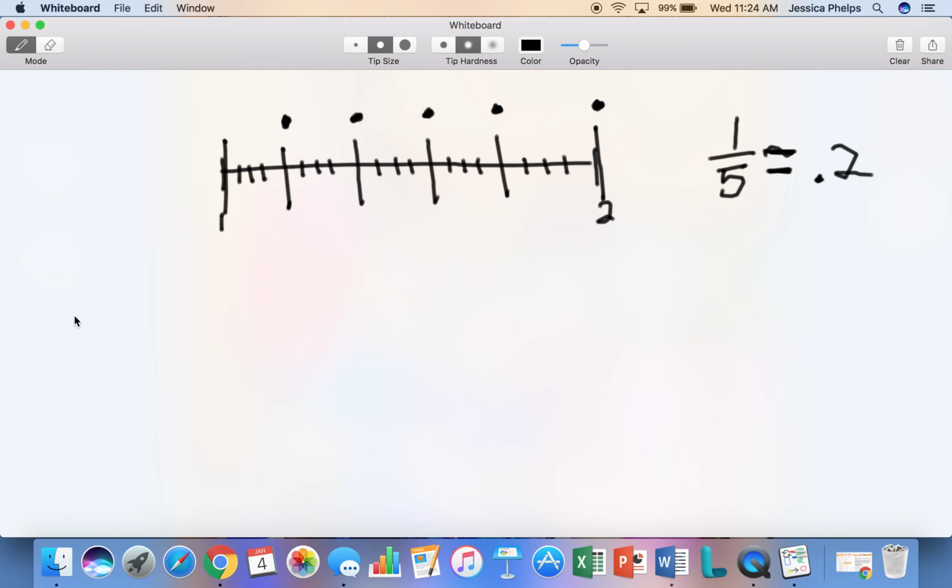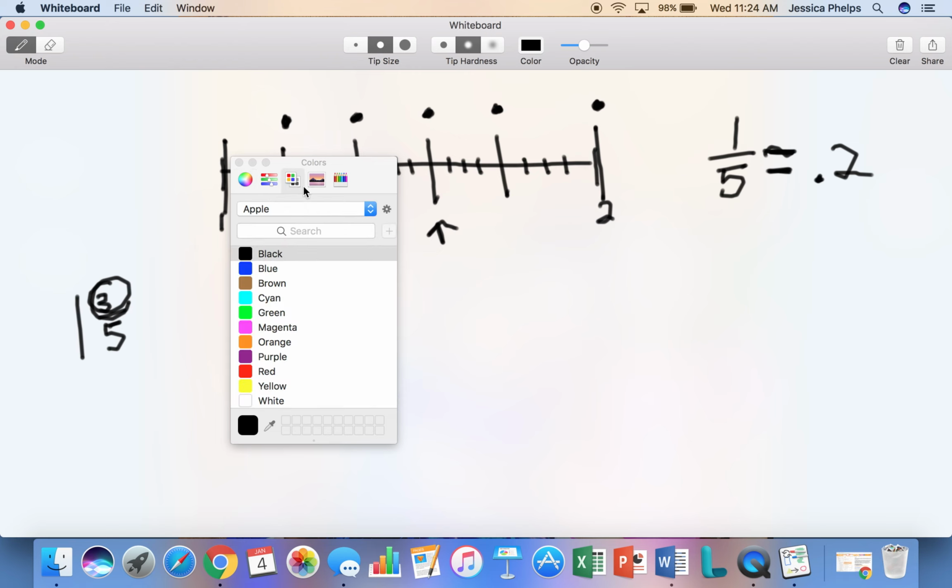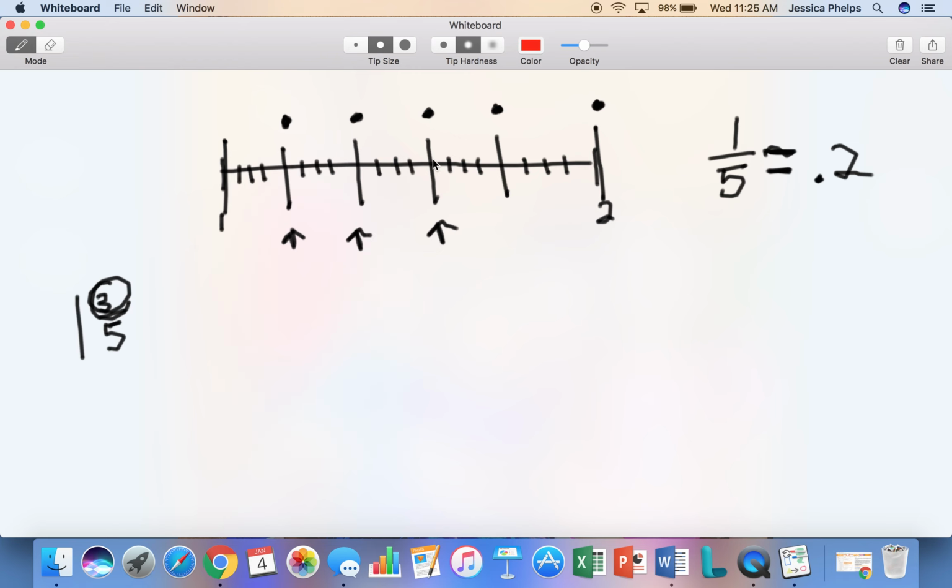So if I were to say, I want you to find 1 3/5, we look at the top number and say, okay, 3/5, that would be the third hash mark. So here's the first, second, third. So 1 3/5 would be right here. So that would be 1 3/5.